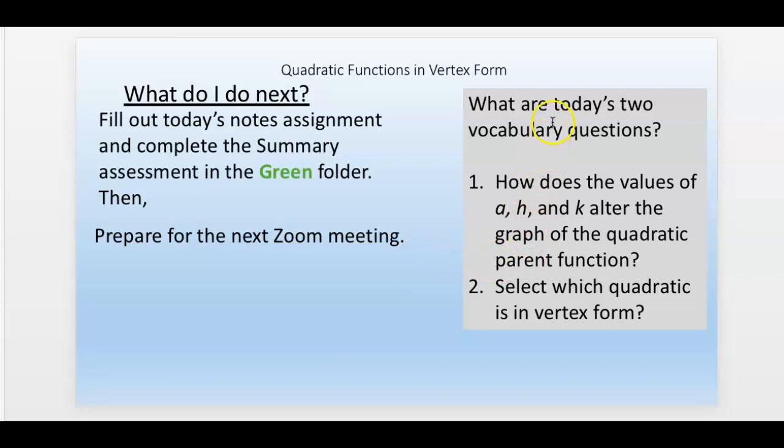All right, you all. Today's 2 vocabulary questions are right here. This is one of the answers to the notes assessment. Again, the first question, how does the value of a, h, and k alter the graph of the quadratic parent function? It's a matching, where you match up what they do. And number 2, you're just going to select which of the quadratics is in vertex form. All right, that's what the vocabulary question today is. No real vocabulary words, but I want you to understand a, h, and k and what vertex form is.